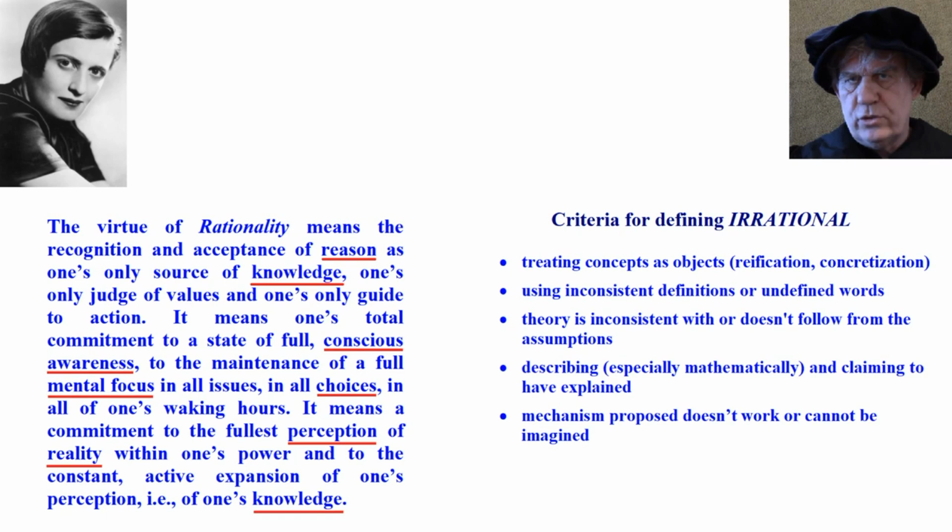The theory doesn't follow from the assumptions. The prosecutor presents a knife as exhibit 1, and then he tells the jury the person died of poisoning. Poisoning doesn't follow from the knife, that sort of thing. Okay, describing and claiming to have explained, which is what the mathematical physicists do all the time. They do a description. They say, we've explained it. We've got a theory. They call their descriptions theories.